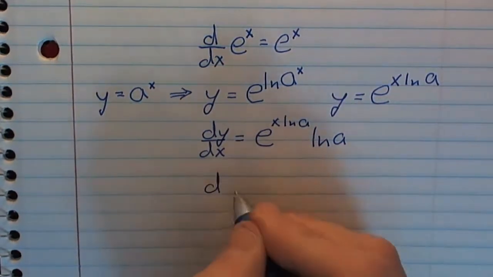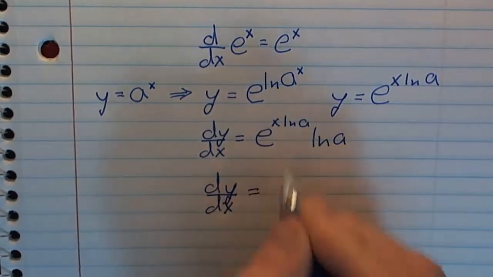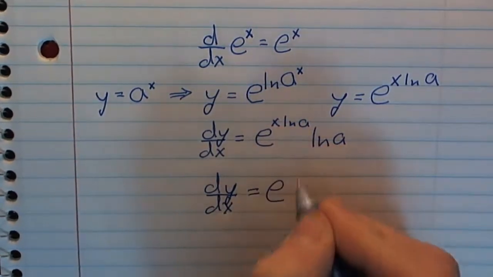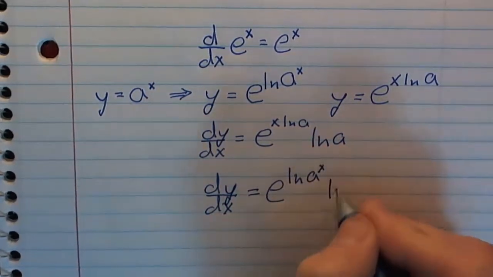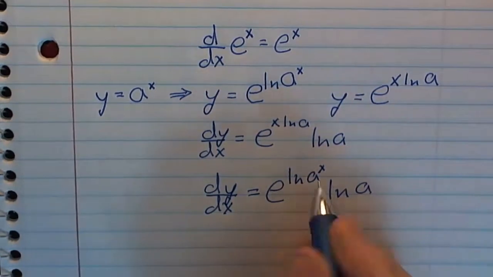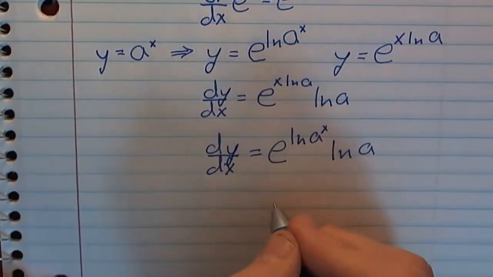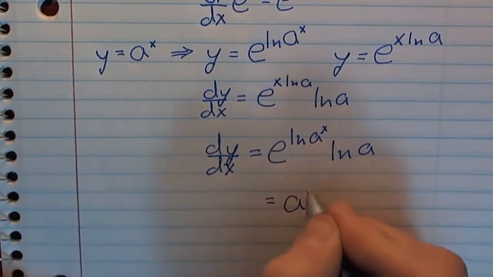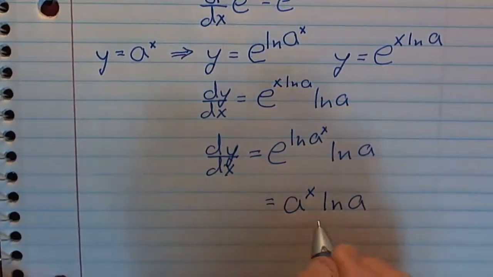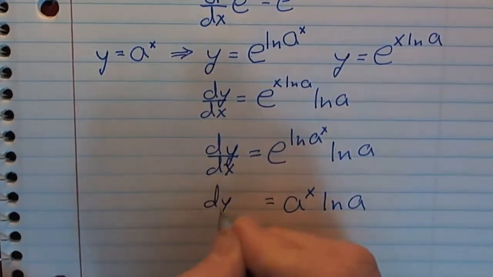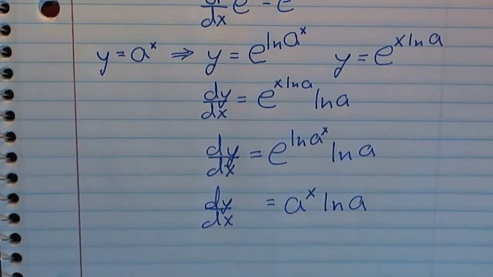So let's take a minute and see if we can rewrite this. This right here, I can put it back in the form that I had, bring the x back up top, and I have log a. Now notice e to the log a to the x. Remember, we already said that that is a to the x, and then we have log a. Well, there it is. So what we've got is dy dx is equal to a to the x log a.